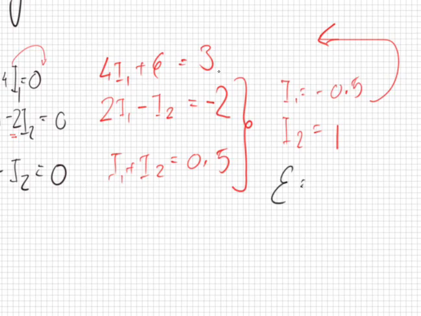which will be 3 minus 4I1. So that'd be 3 plus 2. So that'd be 4. 5. 3 plus 2 is actually 5, yes.